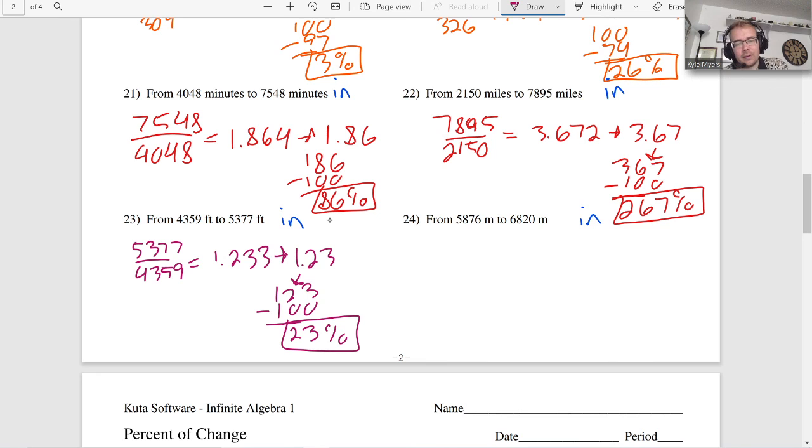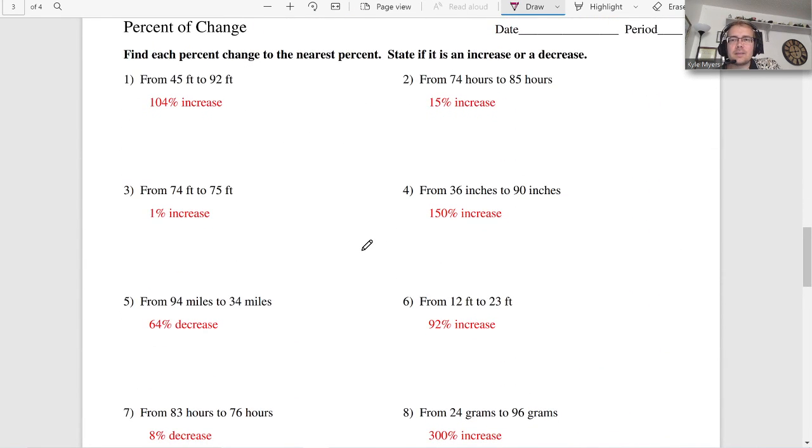All right, and then last one, 6820 divided by 5876. I get 1.160, which would round to 1.16, which turns into 116, and then I would subtract by 100, and I would get 16. Figured just for funsies, I would just do it all in my head on that one and just spit out the answer. But you would show all your work for this one as well and get 16, just like I was doing before. Okay?